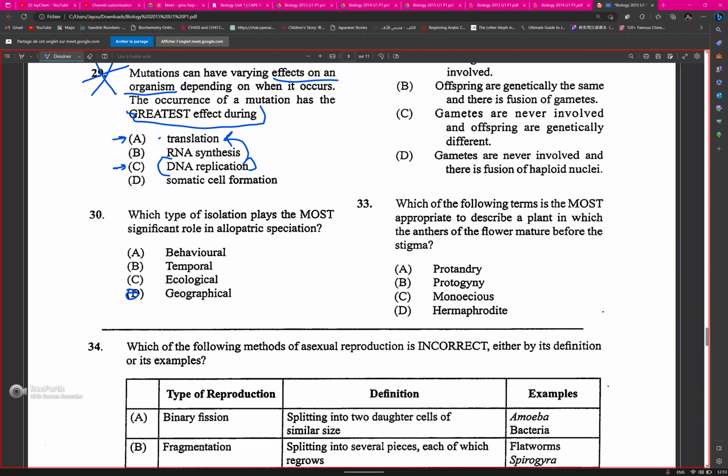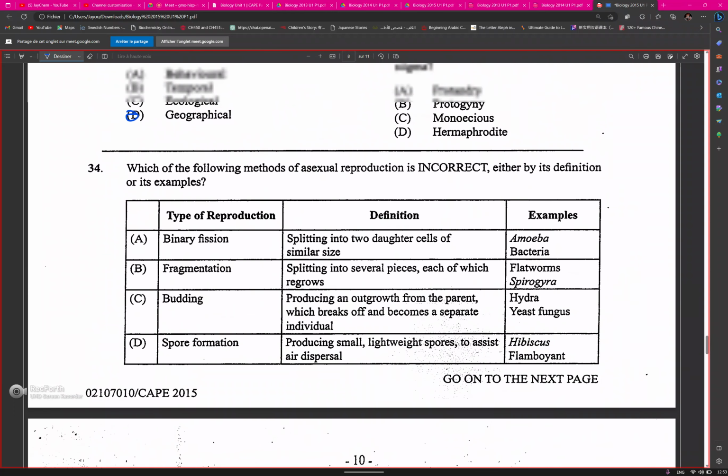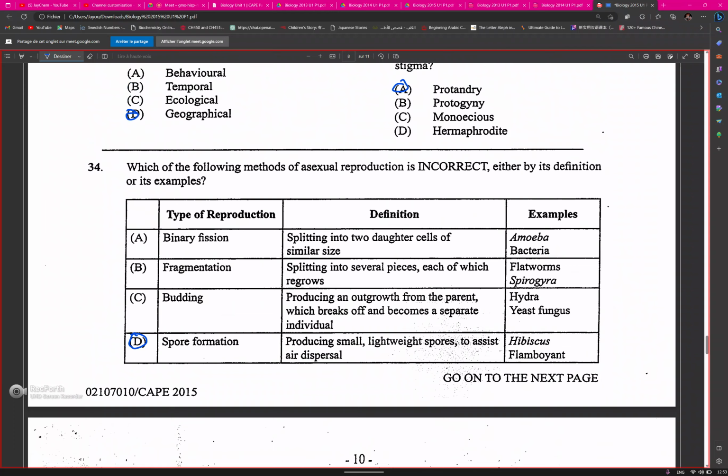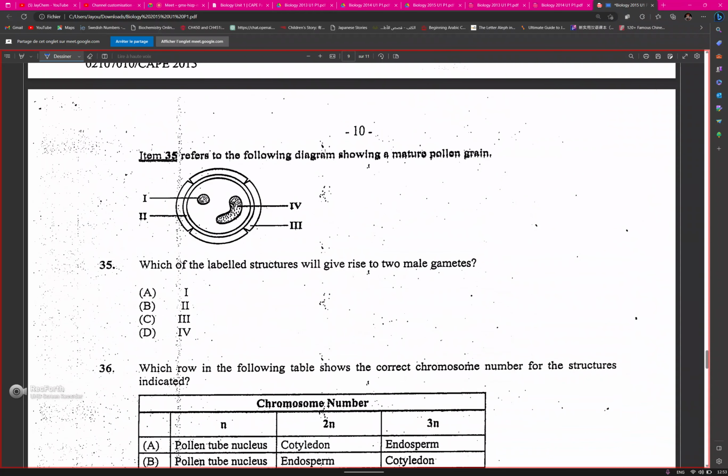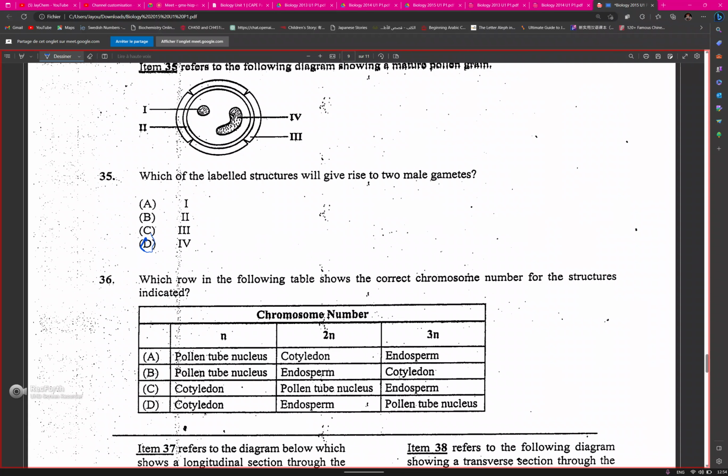Okay. 33. Which of the following terms is the most appropriate to describe a plant in which the anthers of the flower mature before the stigma? A. Right? Okay, this repeated. I'm not sure if it's fine to save time by just answering the questions I have been continuously repeating for a long while now. But yeah, these have been repeating for a good while now.